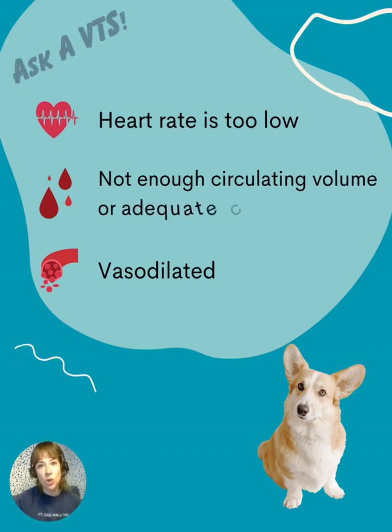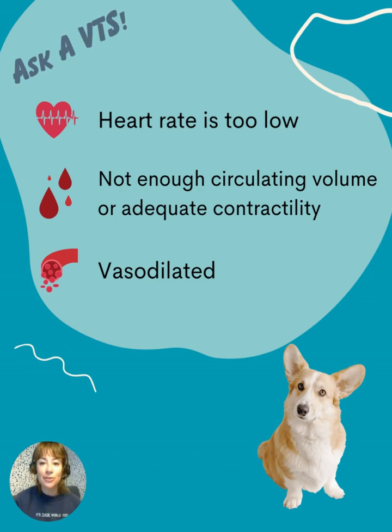So, when your patient is hypotensive, either one, their heart rate is too low. Two, they do not have enough circulating volume, meaning either they are dehydrated or have blood loss, or inadequate cardiac contractility to form proper stroke volume. Or three, they are relatively hypovolemic, meaning they have the circulating volume but are vasodilated from our anesthetic drugs or other reasons. And often, one or more of these are at play.